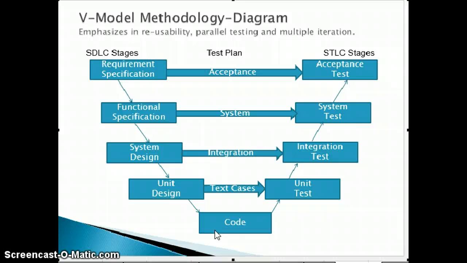So that's your V-model. The V-model is different from the waterfall method, because in the waterfall method, they would do all of the 5 stages of the software development lifecycle, and when that was completed, then they would go into the testing stages. But in the V-model, the testing is accomplished in parallel with the development, and it's tried and tested.